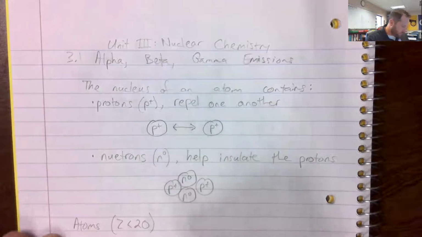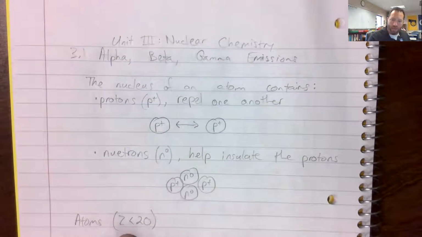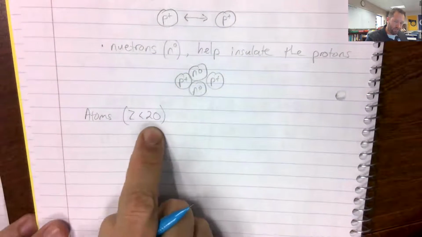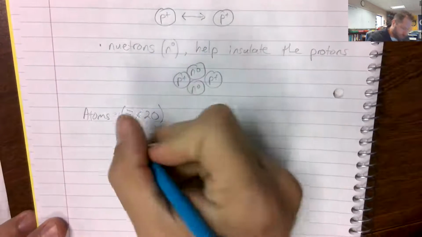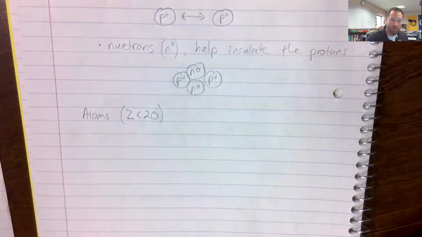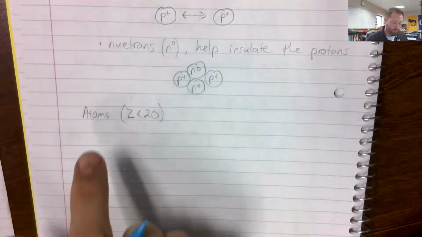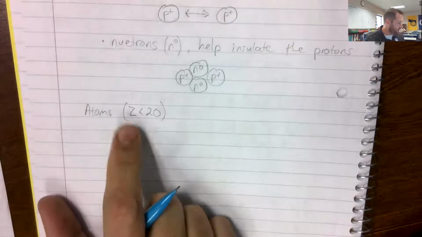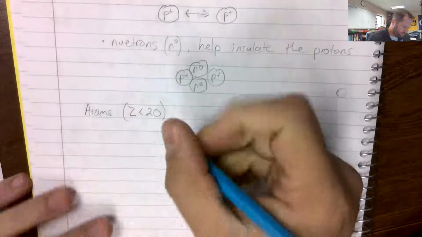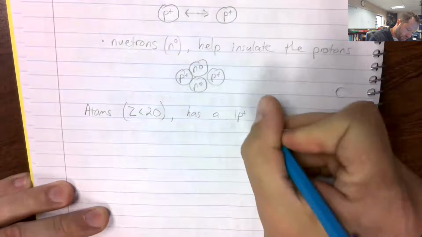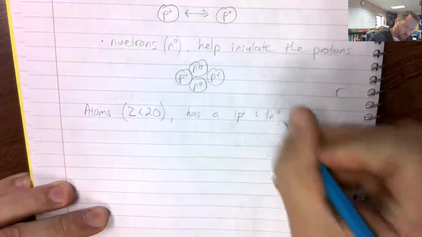Where are we going with all this? Well, atoms, small atoms. How do we find small atoms? A Z less than 20. So again, a little bit of review here from last chapter. A Z is the number of protons. It's the atomic number. So anything less than 20 has a 1 proton to 1 neutron ratio.